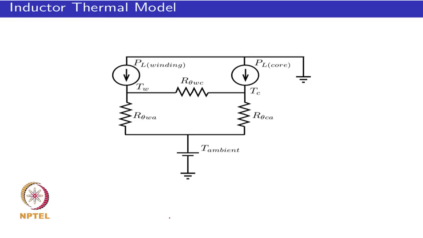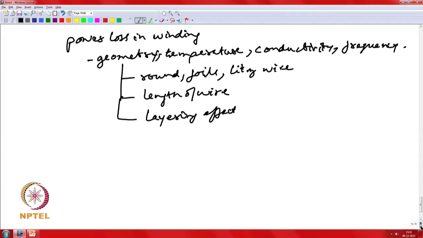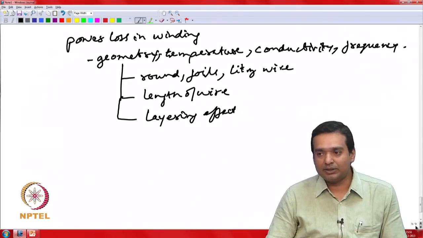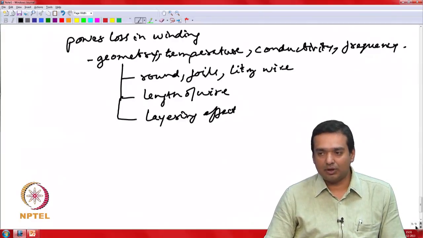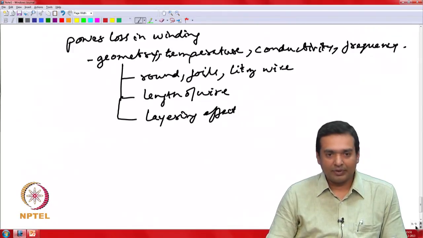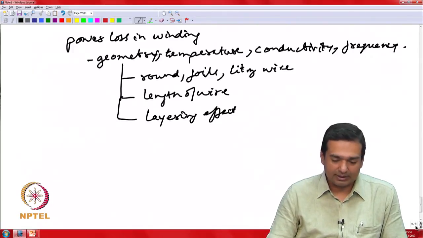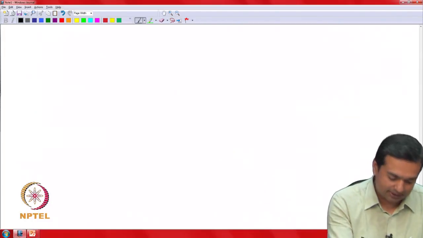So as with any component that we have been looking at so far, to look at the component in terms of its reliability, one needs to evaluate its operating temperature. So to find what the operating temperature of this inductor is, one needs to have a good understanding of three factors. One is, what is the power dissipation?